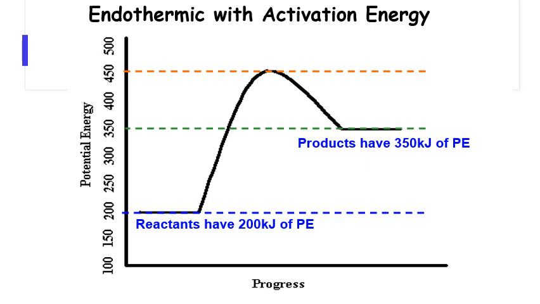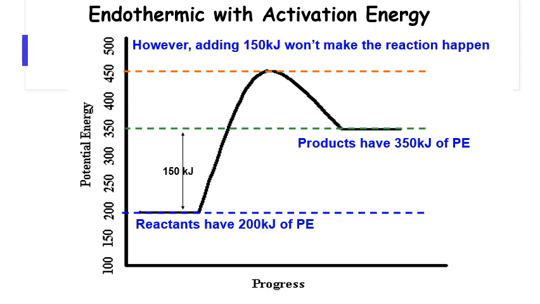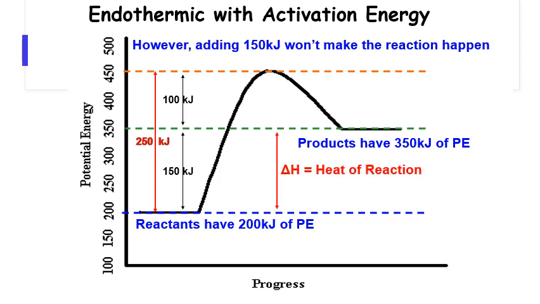Now, what is the potential energy of the product? On the y-axis, we can see that it is at 350. So products have 350 kilojoules of potential energy. And that 150 is the difference, product minus reactant. So we call that one what? Delta H. The difference between the highest peak and the energy of the product is 100 kilojoules. So in total, how much is that? 150 plus 100 is our activation energy. You can see that 250 kilojoules is our activation energy.